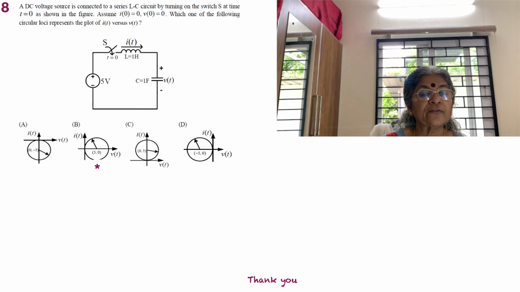Which one of the following circular loci represents the plot of i(t) versus v(t)? So it's i(t) versus v(t). It's not time, but current, which is dependent on time, as also voltage which is dependent on time, plotted against each other. Where do we start? We can start from I0, that is at t equal to 0. The axes are not t; the axes are i(t) and v(t).